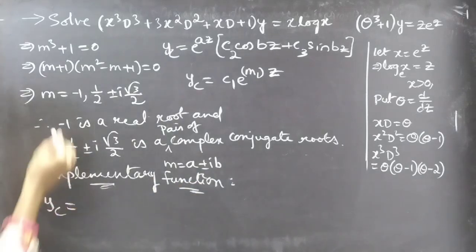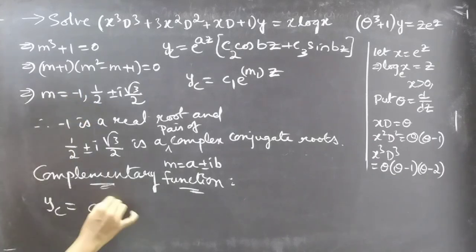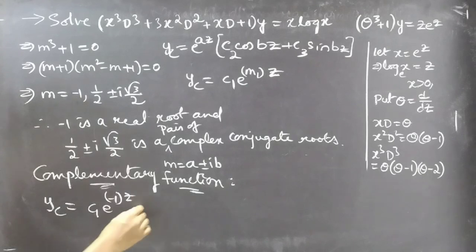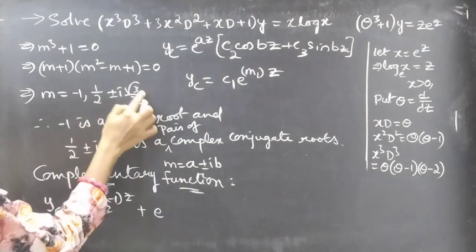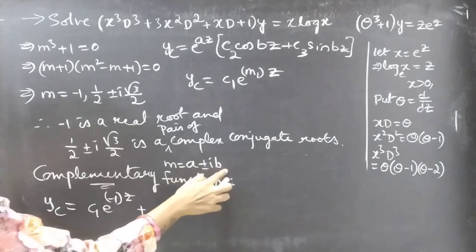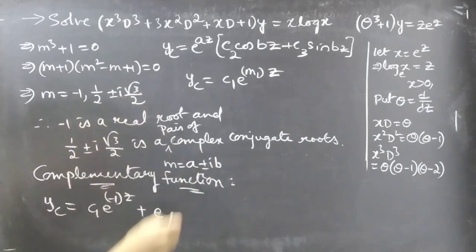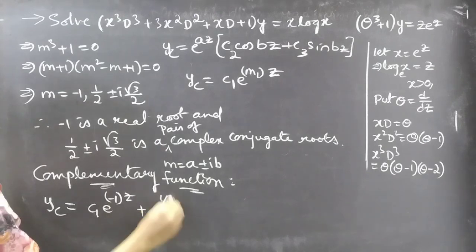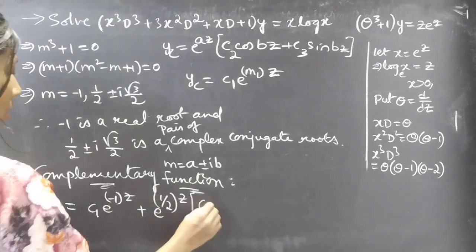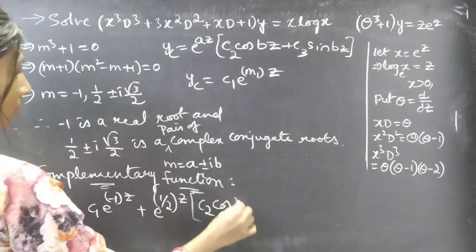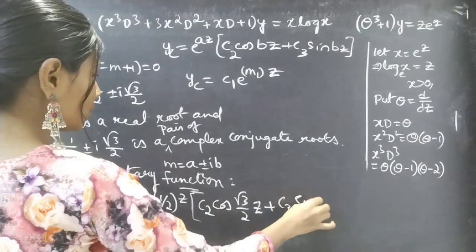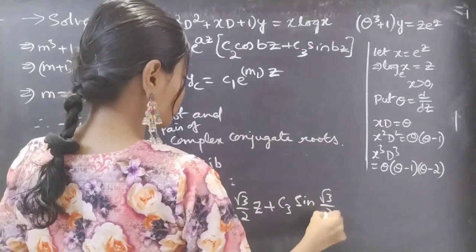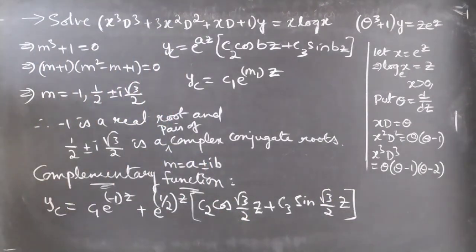Yc equal to, let's write for minus 1 firstly, we'll get c1 e power minus 1 into independent variable plus, now we are going to write for this pair of complex conjugate roots. Just compare 1 by 2 plus or minus i root 3 by 2 with a plus or minus ib, then for a equal to 1 by 2 and b equal to root 3 by 2, we'll get e power 1 by 2 into z into one constant into cos root 3 by 2 into z plus c3 sin root 3 by 2 into z.